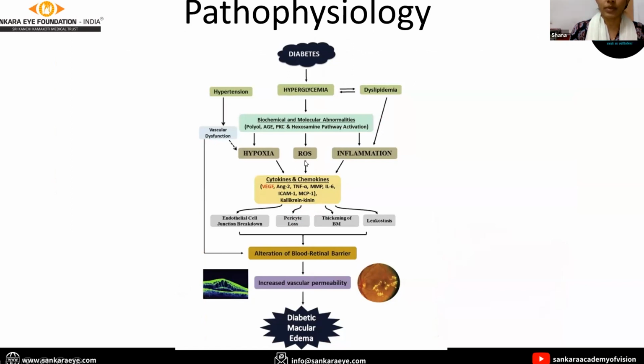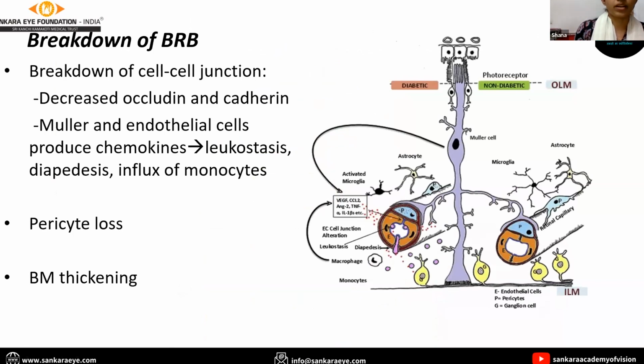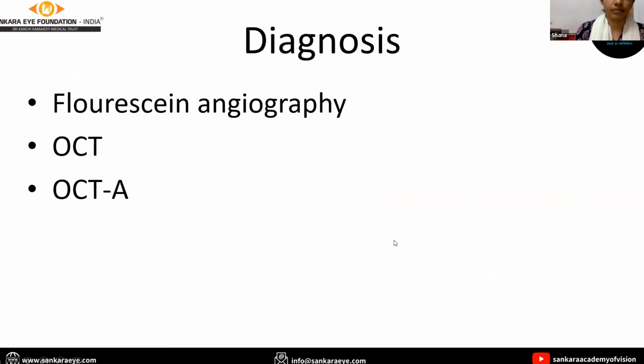Coming to the pathophysiology, hyperglycemia is the most important risk factor, which will lead to an increase in hypoxia and reactive oxygen species, which will induce inflammation. So cytokines will be activated, which alters the blood-retinal barrier and increases vascular permeability. Breakdown of the inner blood-retinal barrier happens due to three mechanisms: breakdown of cell-to-cell junction, pericyte loss, and basement membrane thickening. The cell-to-cell junction breakdown is due to decreased occludin and cadherin levels between the endothelium, and the chemokines which are produced by Muller and endothelial cells.